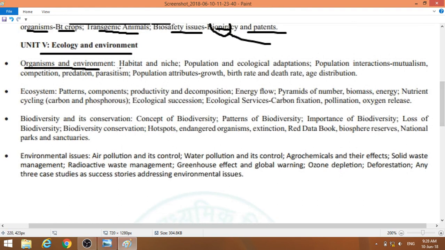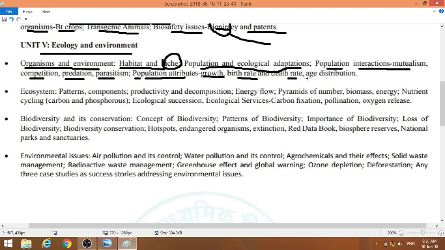The last unit, ecology and environment. Organisms and environment, habitat and niche. There's a question from niche. Population and ecology, habitation, population interaction, mutualism, competition, predation, parasitism. There is a question from mutualism. Population attributes, growth, birth rate, death rate. There is a question from birth, that was what is natality, age distribution. And there was one more question from population growth.